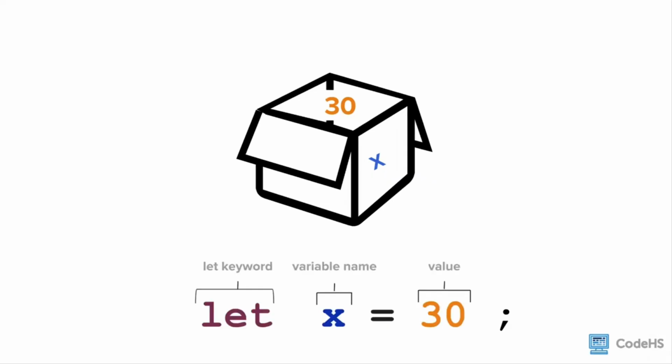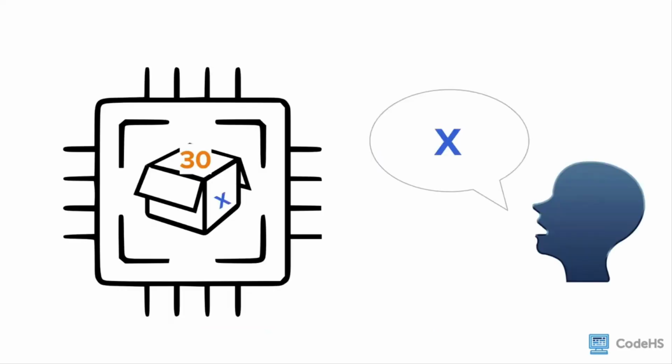You can also declare and initialize variables in one line by using the let keyword followed by the variable name, assignment operator, and the value you want to store in the variable. The value of 30 is now saved into the computer memory associated with the variable x. So we can access it whenever we want in our program simply by calling the variable name. But what if we want to change the value stored in a variable? Well, we can reassign it.